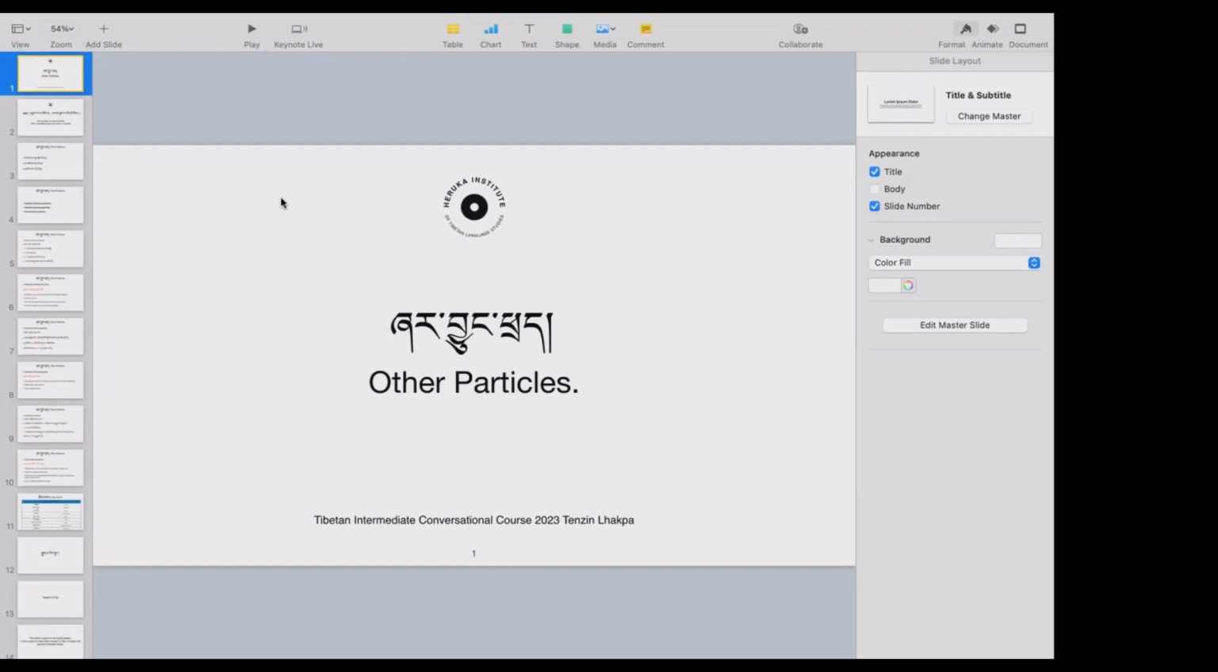Today we're going to discuss, previously we have been discussing some of the prepositions which we use in our day-to-day conversation. So today we're going to talk about some of the other particles.